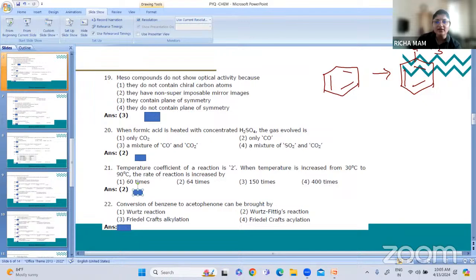Chinmaya, Vilinga Kani. Triveni has answered it as 4. Vamshi Krishna has answered it as 2. Vilinga Kani has answered it as 4. Chinmaya has answered it as 3. And the answer is the fourth one. It can be done by Friedel-Crafts acylation. By doing Friedel-Crafts acylation, we can introduce the acetophenone group. Yes, Madan has also answered as 4.